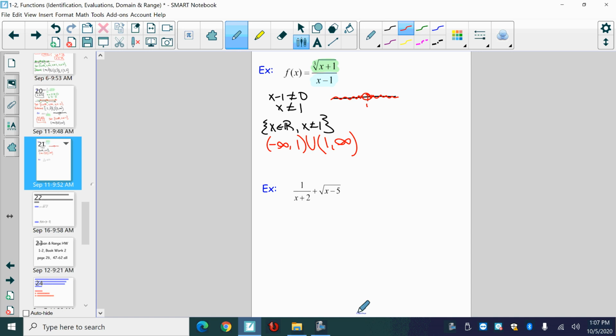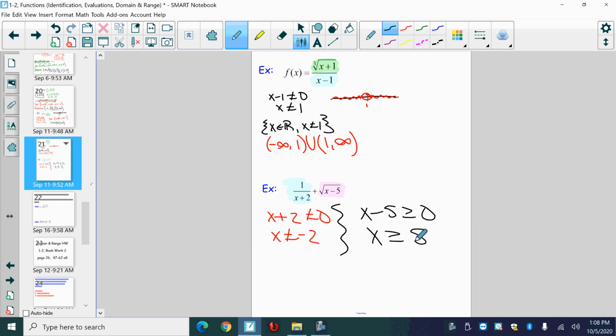Okay, that brings us to the next problem. We take this one fraction at a time. I have x plus 2. That means x plus 2 cannot be 0. So x cannot be -2. Go to the next thing. Do I have a root? I do. And more importantly, I have an even root. So that means the x minus 5 must be greater than or equal to 0. So x is greater than or equal to 5. So before I do anything, I have to graph these, putting -2 here with an open dot, 5 here with a closed dot because it can be it, and I'm shading to the right.